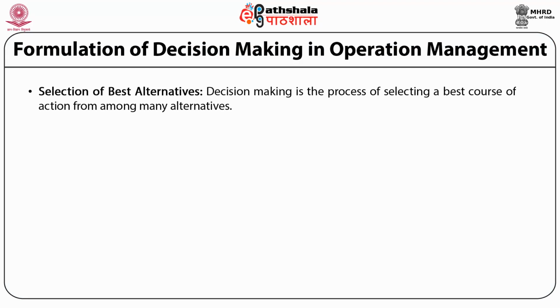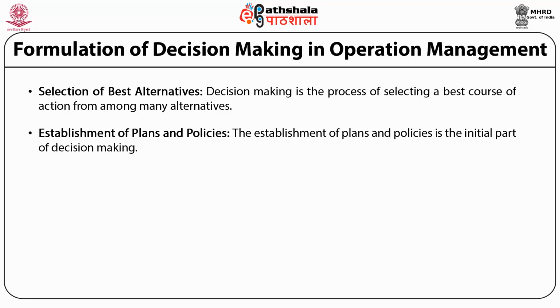Selection of best alternatives. Decision making is the process of selecting the best course of action from among many alternatives. The decision makers evaluate all the possible alternatives on the basis of organizational process and suitability. The selection of the best course of action is significant to bring smoothness in operations and achieve organization goals. Establishment of plans and policies. The establishment of plans and policies is the initial part of decision making. Every organization is established for defined objectives, and for this, formation of plans and policies is necessary.